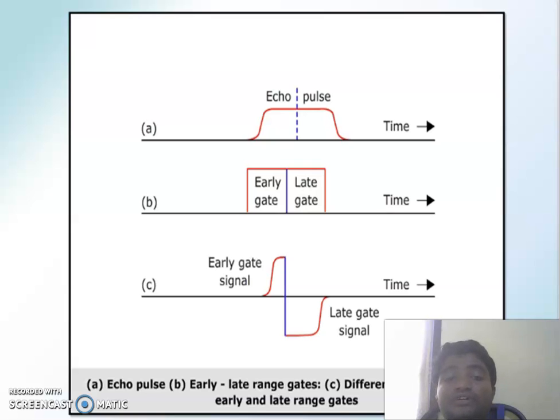This is about tracking in range. The range can be automatically tracked by using split range gates, and this is about today's class.